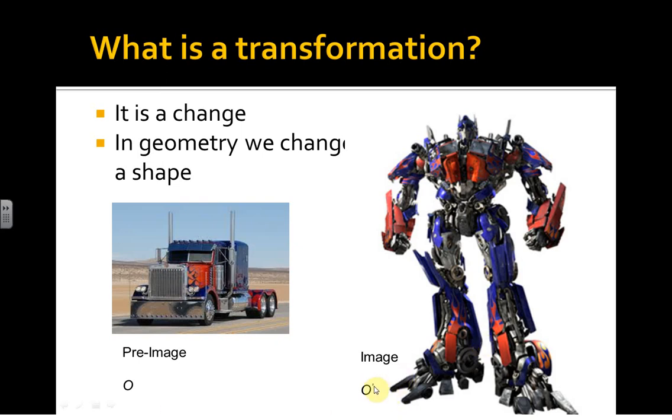This little dash here means prime. The pre-image is where you start. The image is where you end. So what you were and then what you became. So pre-image to image. And again, O and O prime. So that prime shows that it's the new object or the new point.